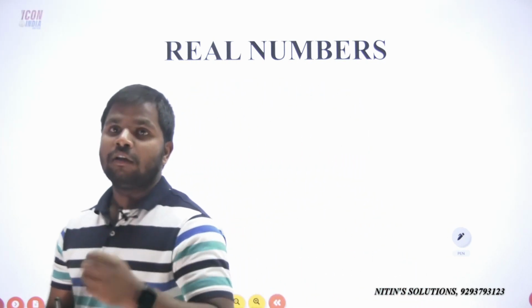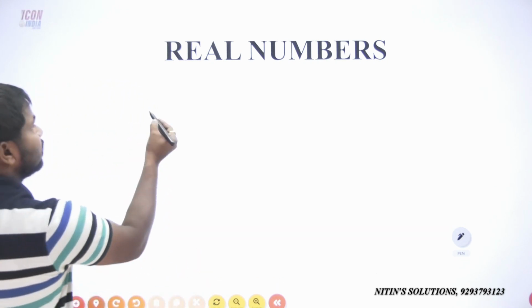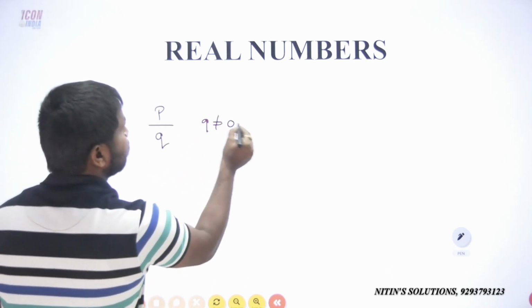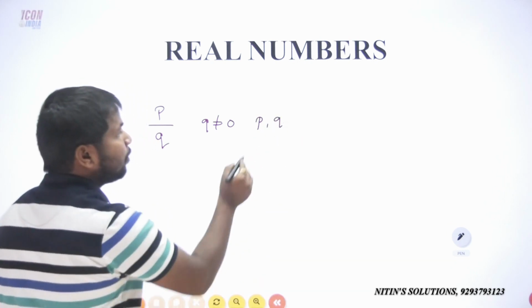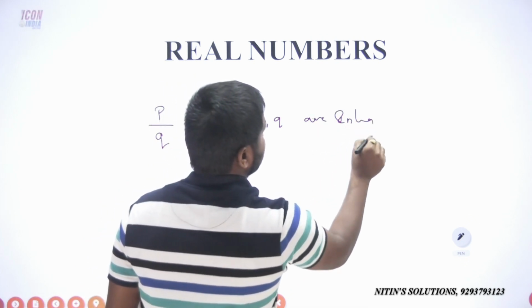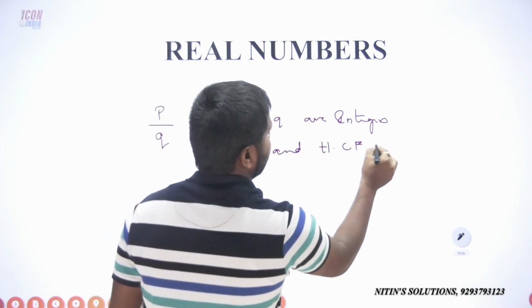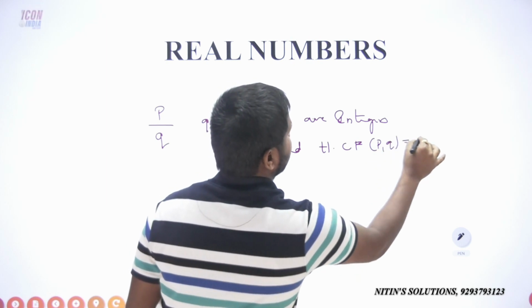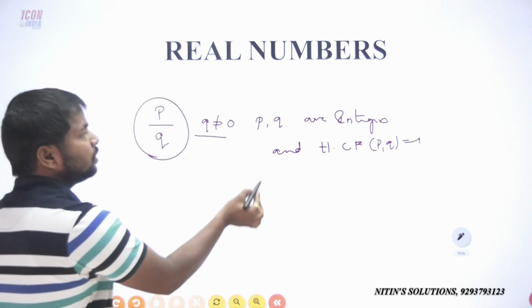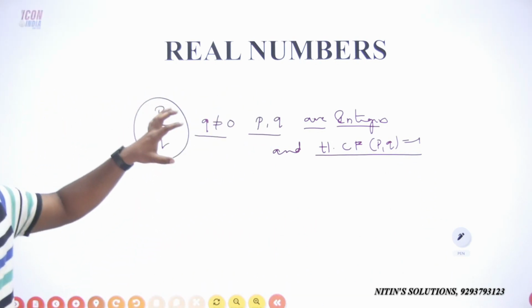So coming to the rational number, when you notice the difference between rational and irrational. When a number is written in the form of p by q, where q is not equal to 0 and p, q are integers, and the HCF of p, q should be 1, then we call that number a rational number, right?